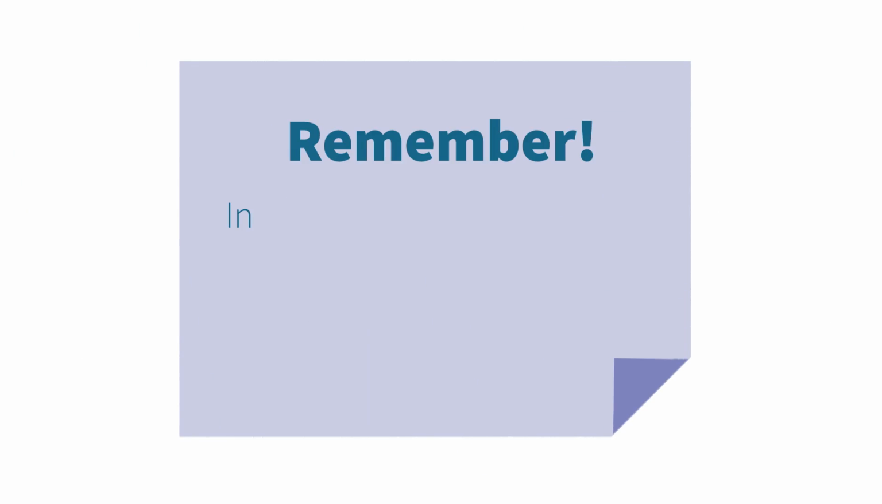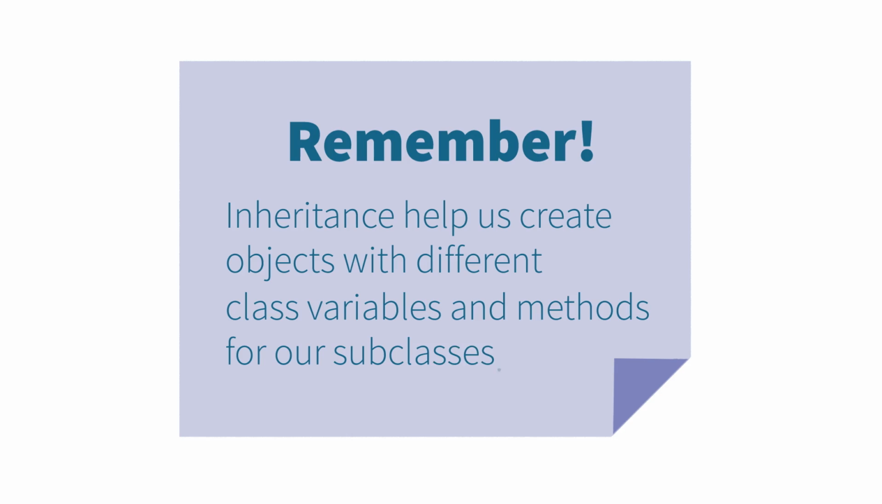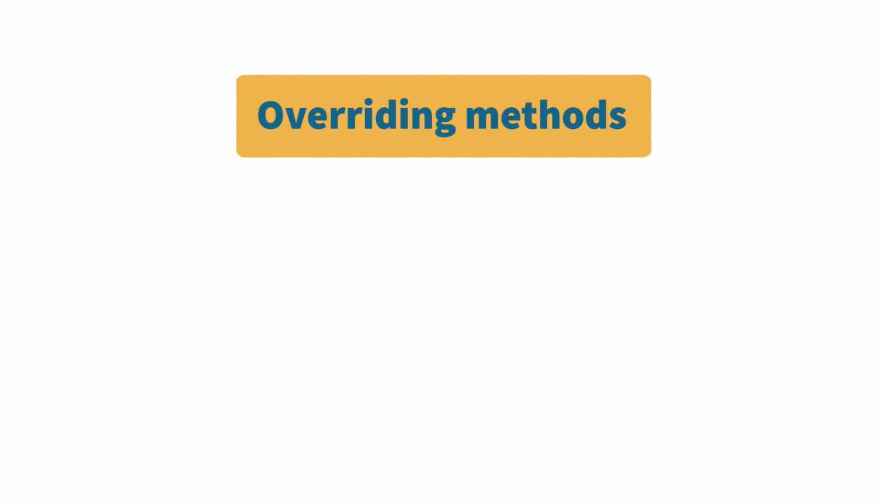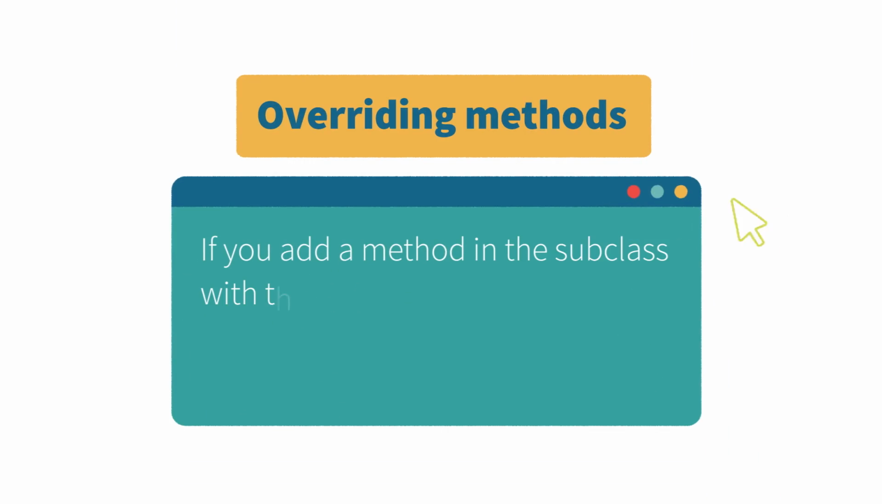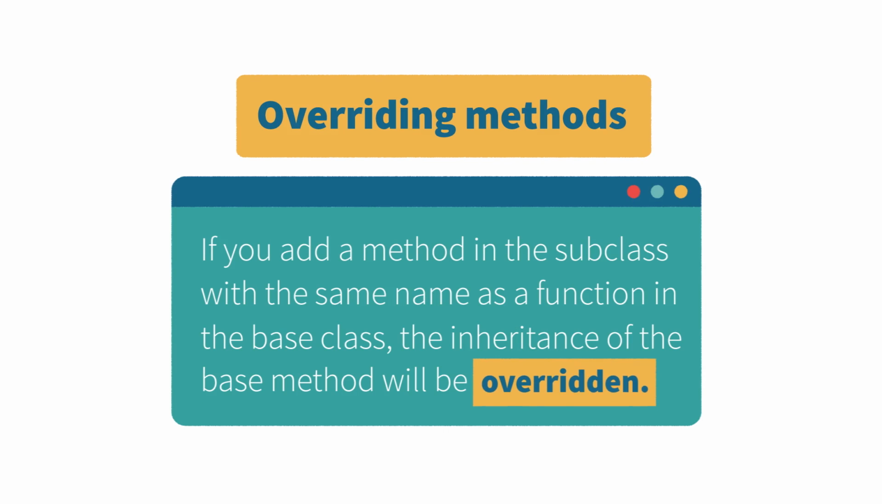Next up, we'll learn about overriding methods. Inheritance helps us create objects with different class variables and methods for our subclasses. We've already demonstrated how this is done in the previous example. This time, let's change or override a method. If you add a method in the subclass with the same name as a function in the base class, the inheritance of the base method will be overridden.